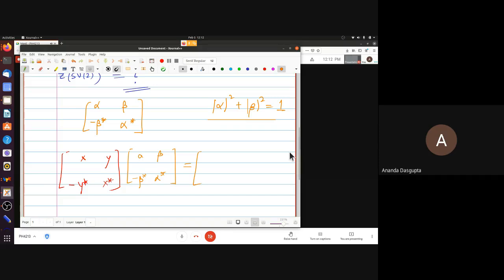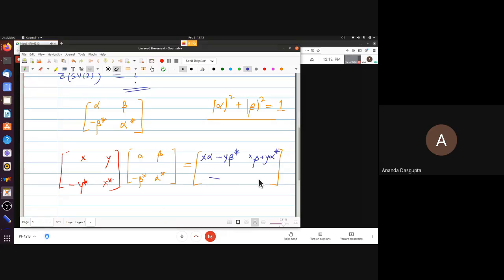So let's just multiply this out. In fact, you don't even have to multiply all four elements. You know that SU2 is closed under matrix multiplication, right? So if you just find the top row, the bottom row fills itself up. The top row, of course, has these elements, x alpha minus y beta star. That's what goes up here. And then you get x beta plus y alpha star. I hope I've got it right, since I'm notoriously bad at algebra.